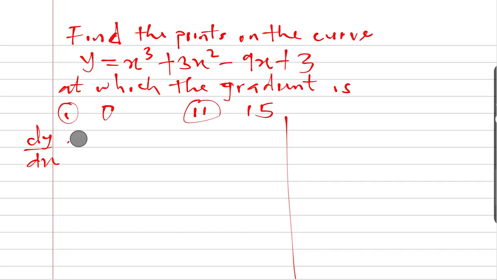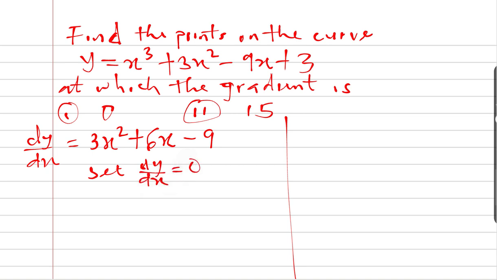So first, what will be your dy/dx? Your dy/dx will be 3x squared plus 6x minus 9. This is what you are going to have. So what you now do is set dy/dx equal to 0. That means you are going to have 3x squared plus 6x minus 9 equal to 0.